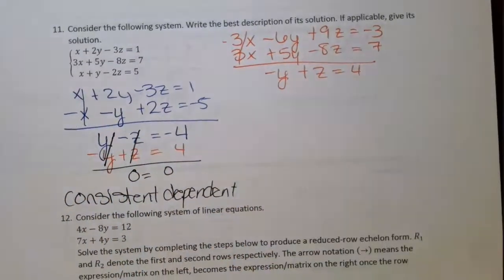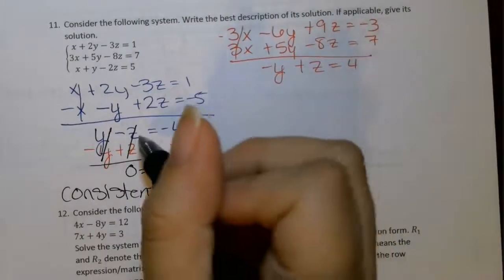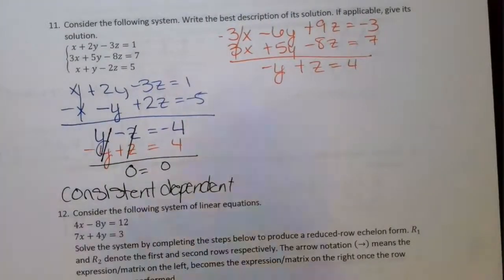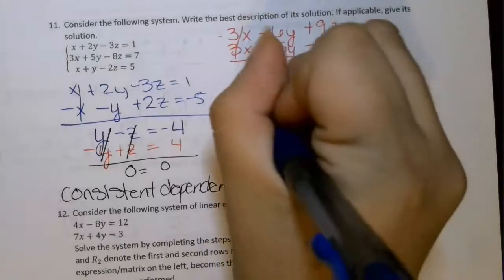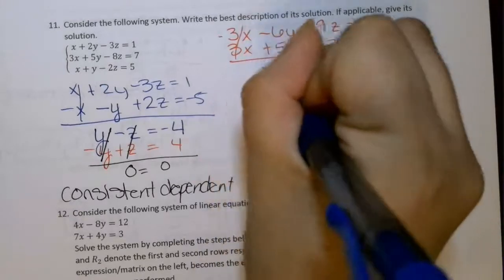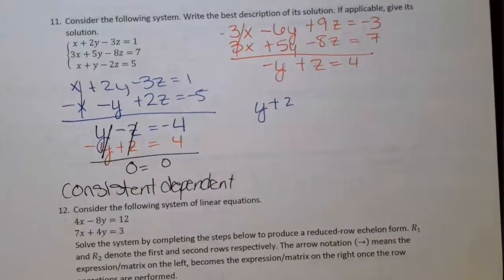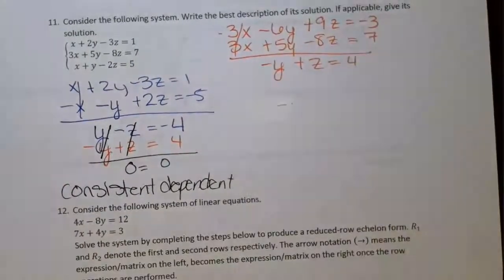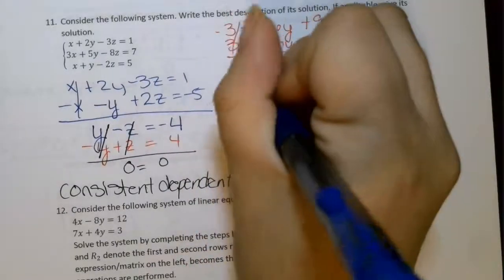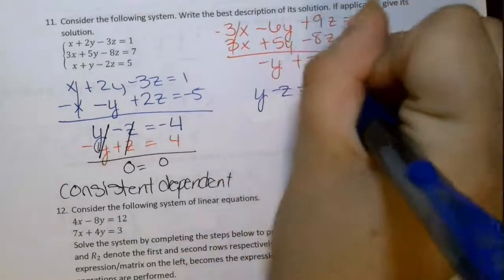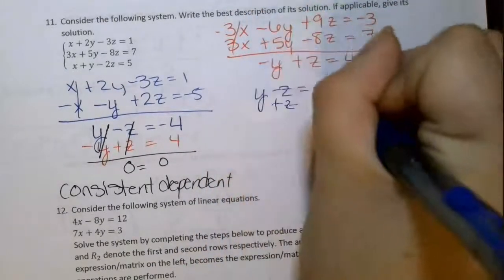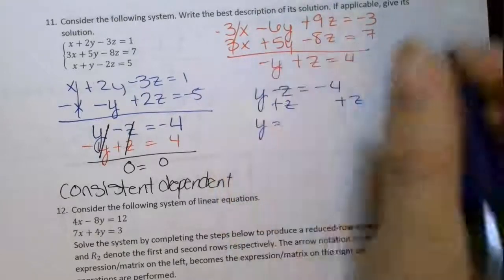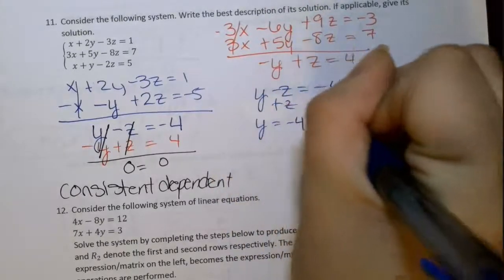Then I need to solve. Since I already have these 2 equations, I want to pick one of them to solve for a variable. I will solve in terms of z. So I'm picking the top equation to rewrite. I have y minus z equals -4. If I add z to both sides, I get y equals -4 plus z.